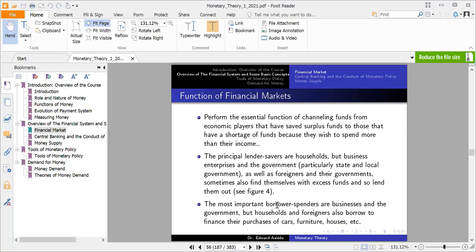Okay, so the most important borrower-spenders are businesses and the government, but households and foreigners can also borrow. And some individuals are borrowing to buy cars, furniture, houses. I mean, people are borrowing for a lot of things. Borrowing rates for some of these things are not so high in the Ghanaian economy because interest rates are high. So if you go and borrow for furniture, you're in trouble. Right? People will sleep on the floor instead.